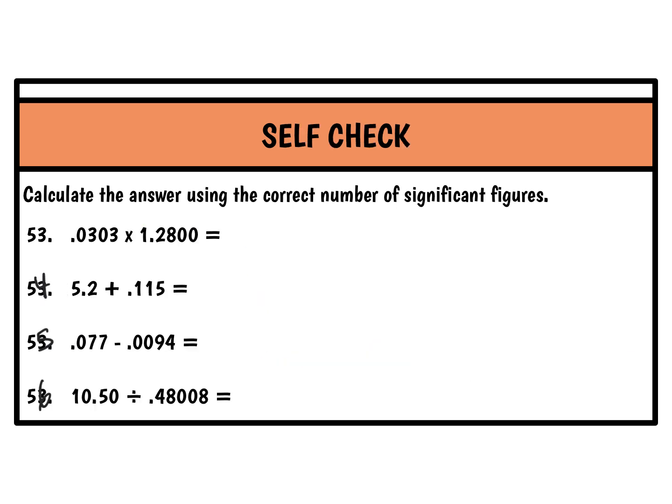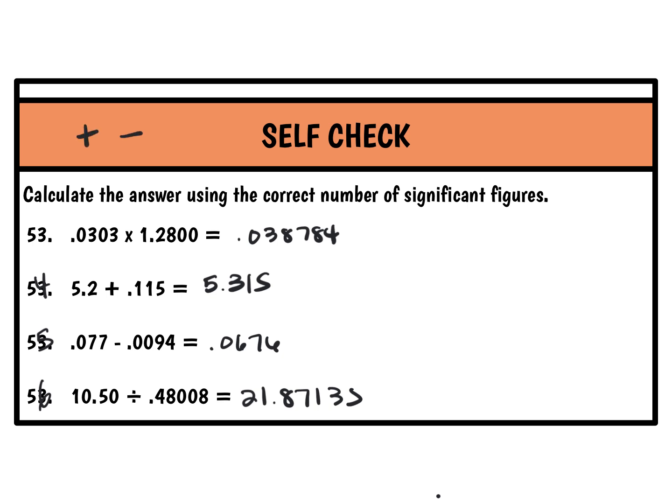So here's what I promised you guys. Here's a little self-check. So use this as like a reminder to remind yourself about what the rules are, and then ask any questions you have in class. So go ahead, solve these, pause the video, come back and check your answers. So before we jump into this, I just want to remind you guys that if we've got addition or subtraction, we're looking for the smallest common place value. And then if we're looking for multiplication or division, we're looking for the fewest number of sig figs.